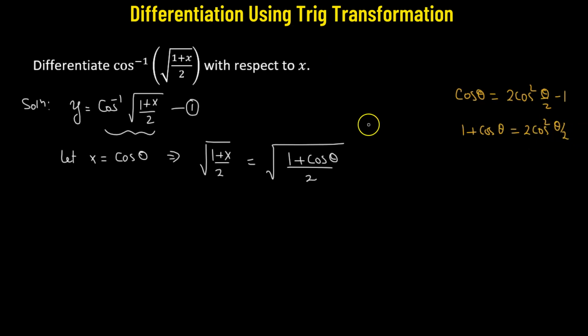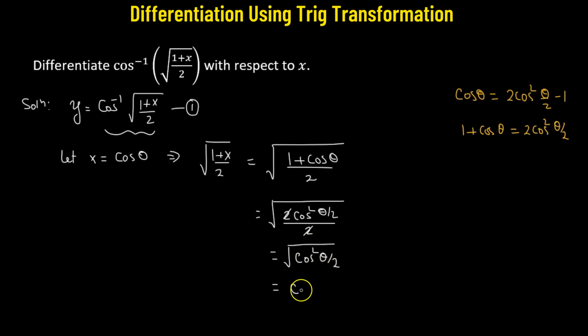Right. So that means in place of 1 plus cosine theta in the numerator, we can rewrite it as 2 times cosine squared theta over 2, all divided by 2. So the 2 and 2 cancel out. That leaves us with the square root of cosine squared theta over 2, and that will be equal to cosine of theta over 2. So whenever we take the trigonometric transformation x equals cosine of theta, the square root of (1 plus x) over 2 becomes equal to cosine of theta over 2.